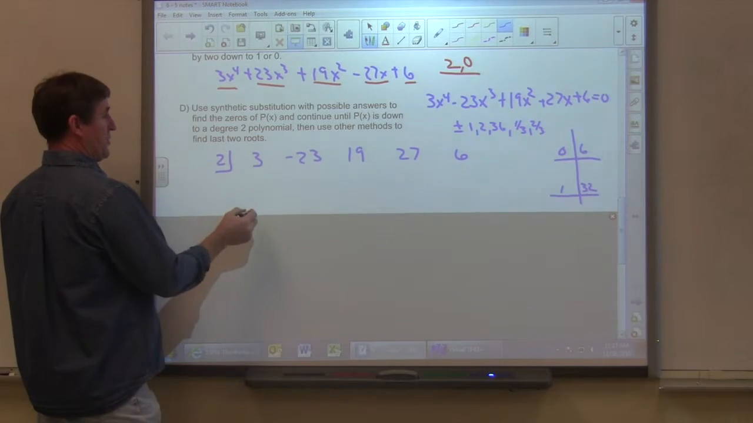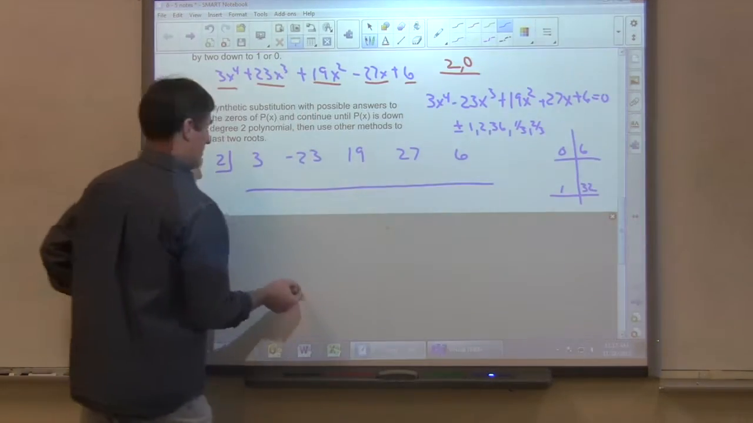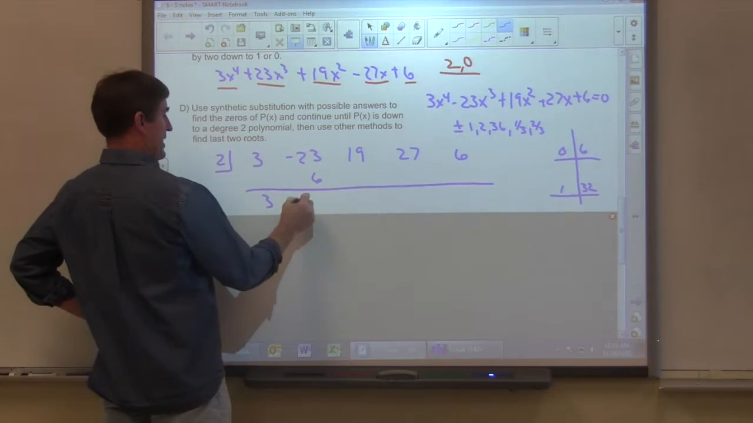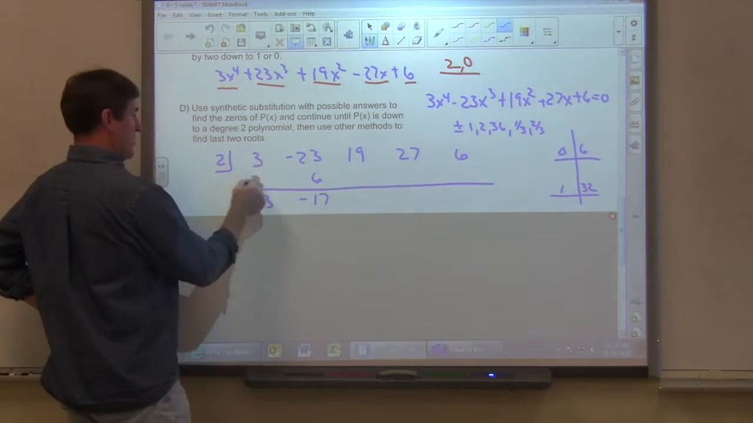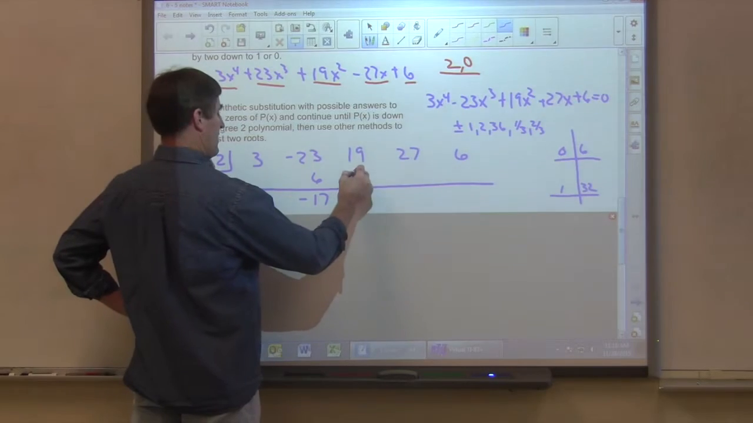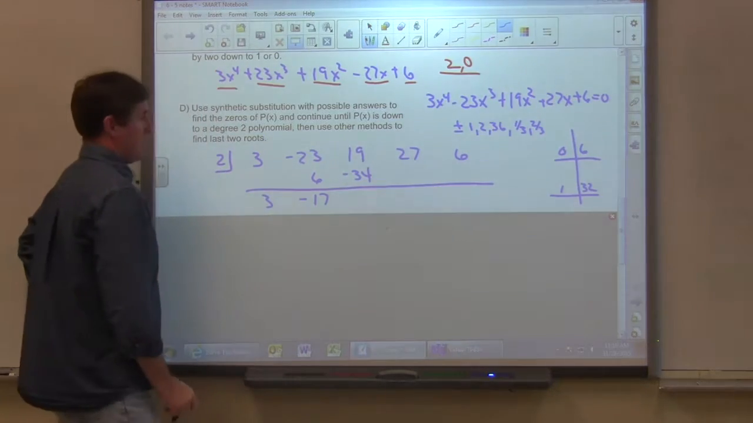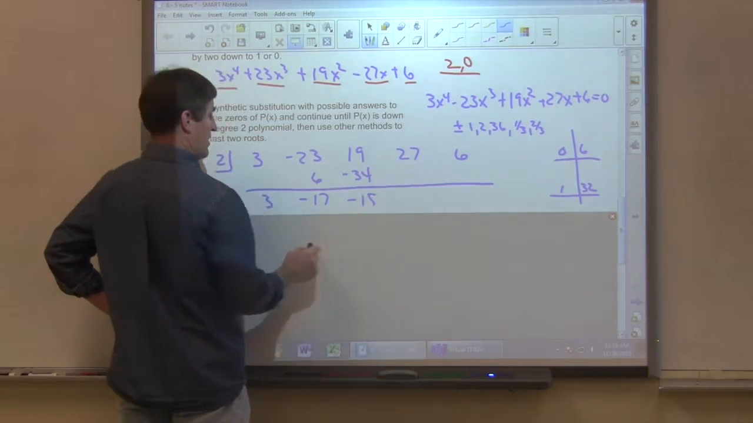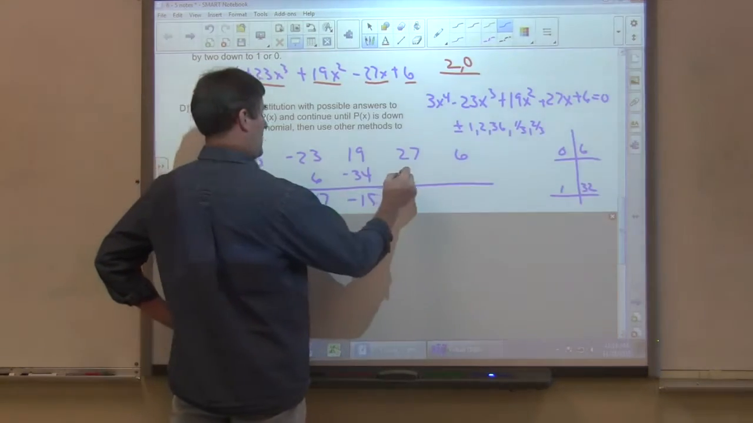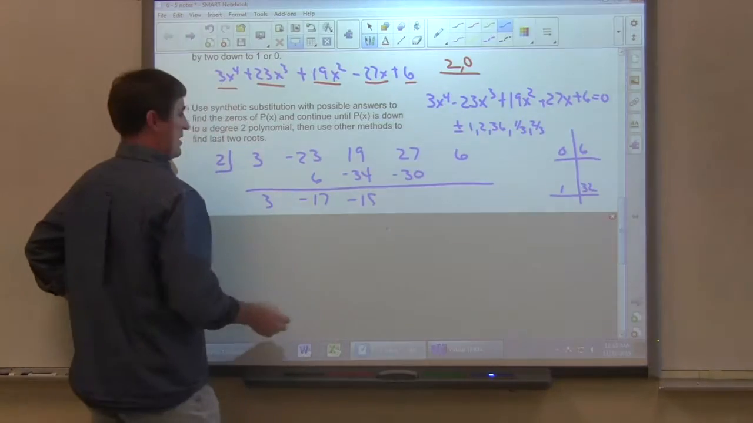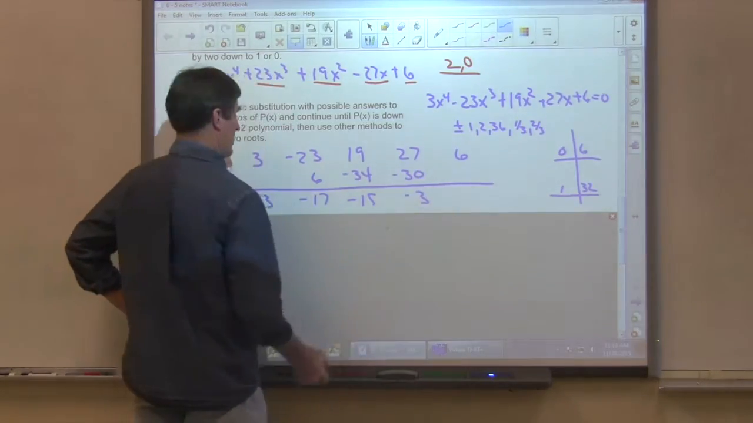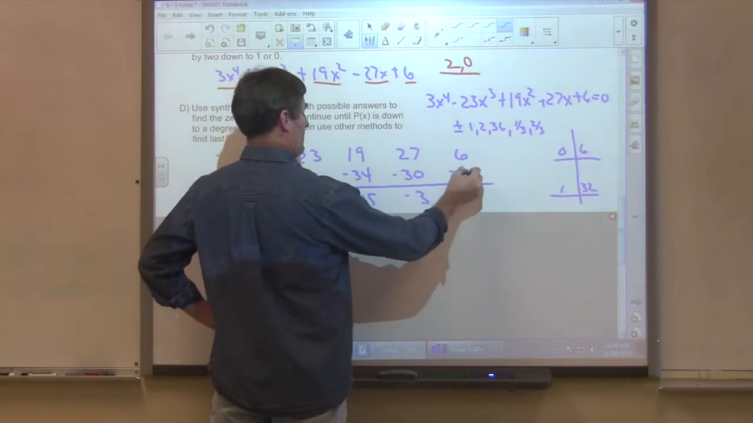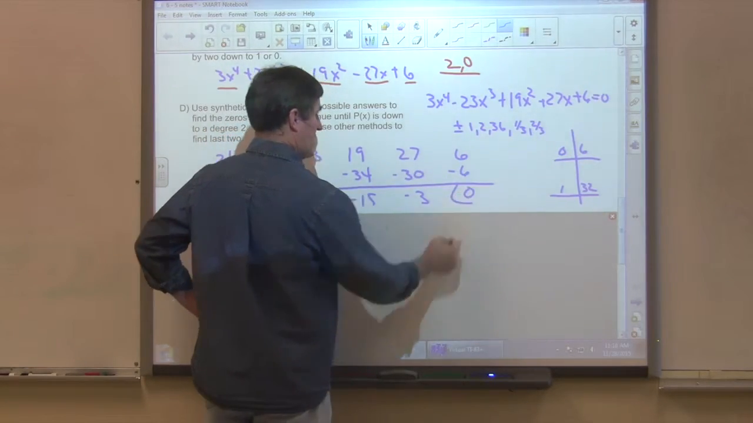When I plug in 2, 3, 2 times 3 is 6. So we get negative 17. 2 times negative 17 is a negative 34. That gives us a negative 15. 2 times negative 15 is negative 30. That gives us negative 3. And 2 times the negative 3 is a negative 6. And so we get 0.